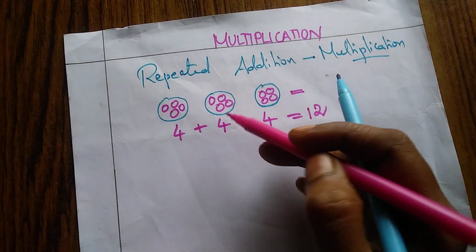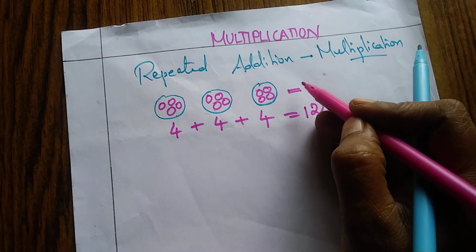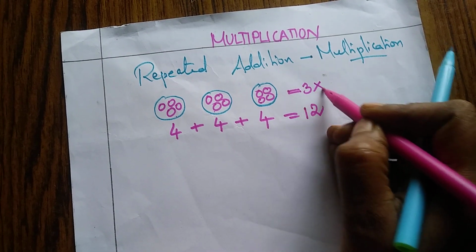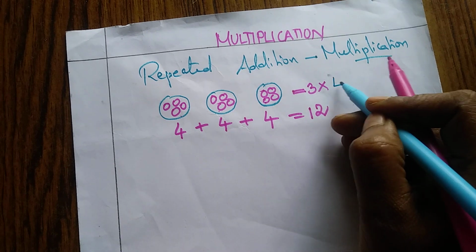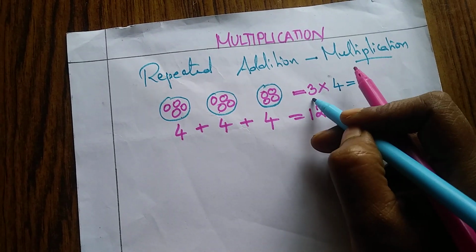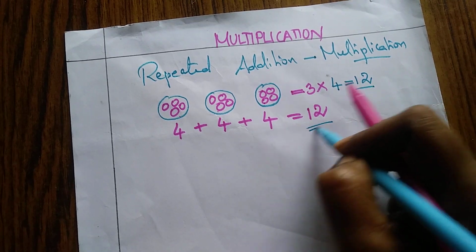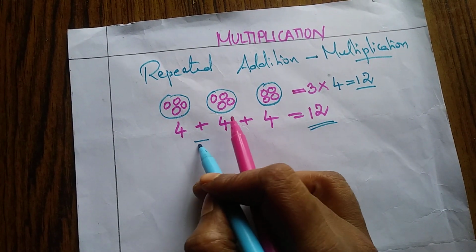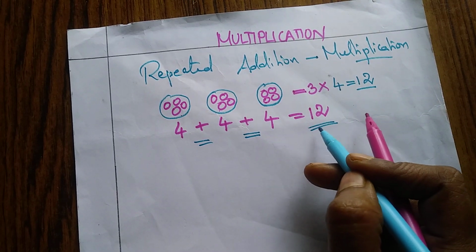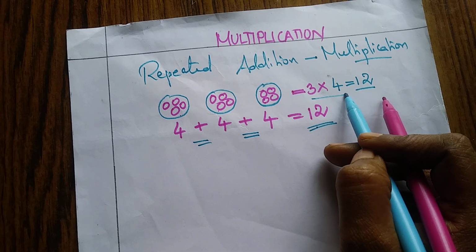You can just note how many groups there are. There are three groups, and in each group there are four students. So if you simply multiply 3 and 4, you will get the same answer which we got from repeated addition. This is called repeated addition. So repeated addition is nothing but multiplication, children.